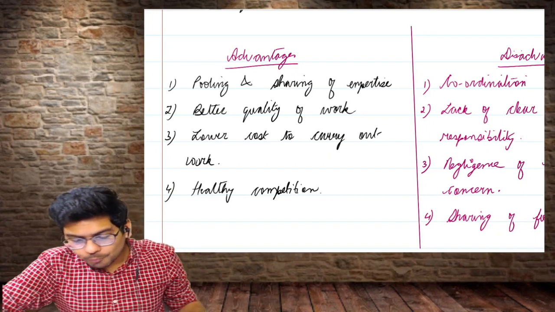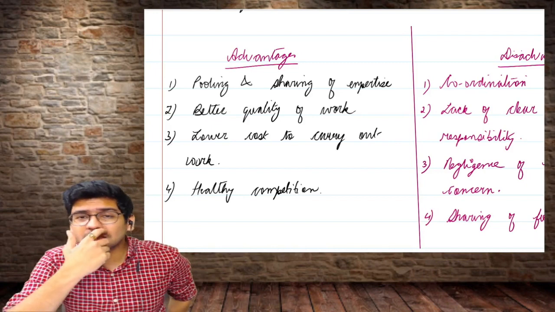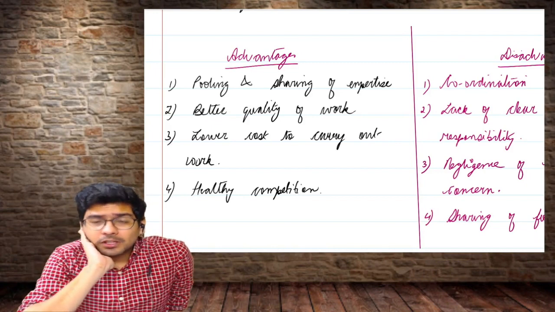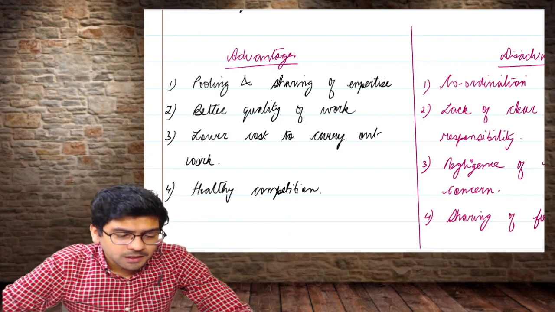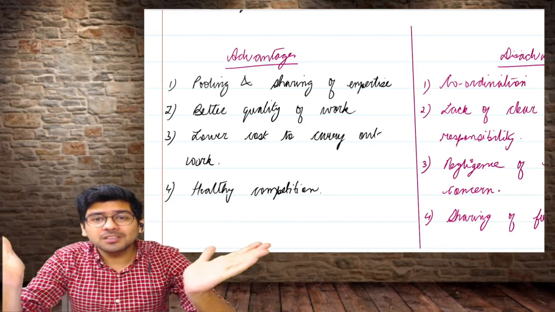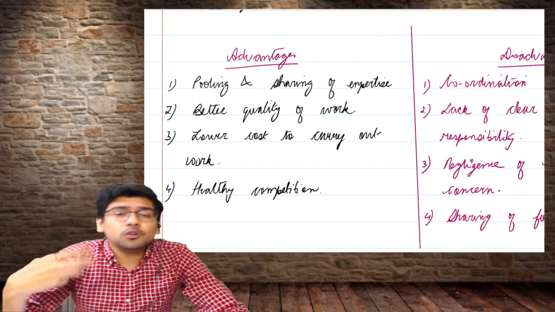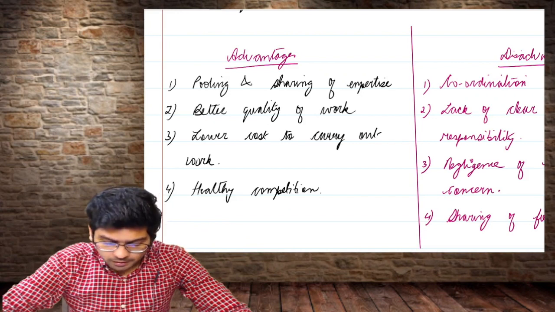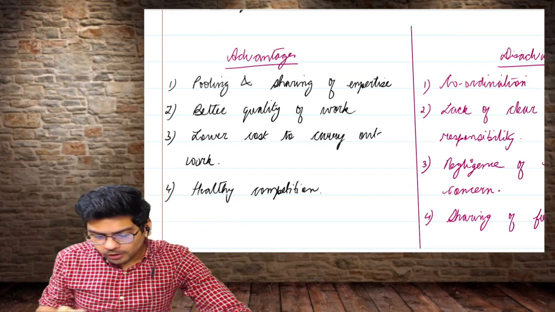So let us understand, pooling and sharing of expertise. Now Reliance Industries, let's say they have joint auditors. Okay, now they know that if they appoint 2 or 3 auditors, they are basically pooling the experts, and obviously there will be sharing of expertise, sharing of knowledge. All right, and this would lead to what? Better quality of work.